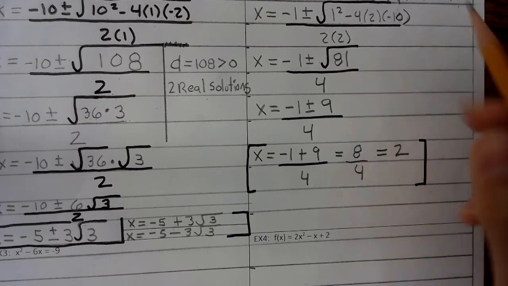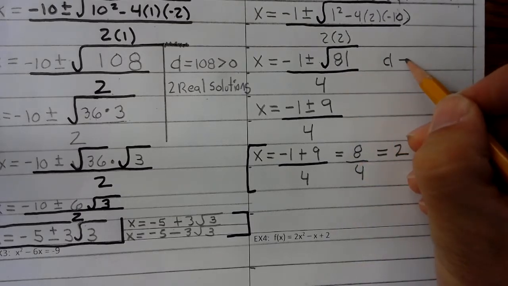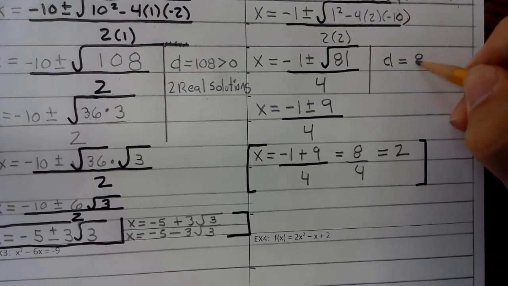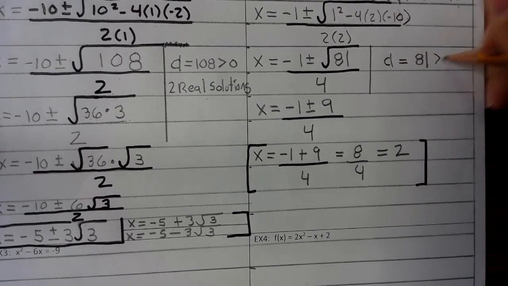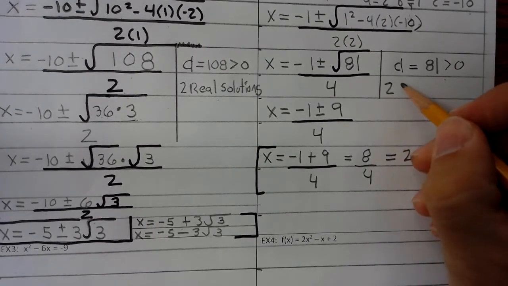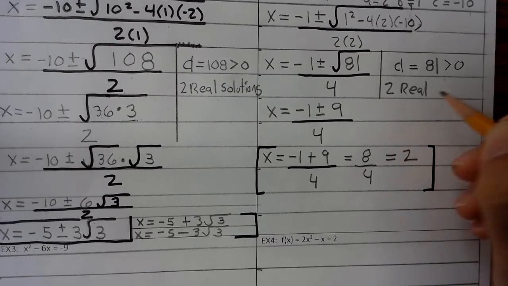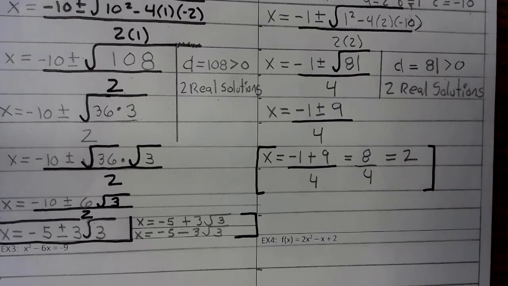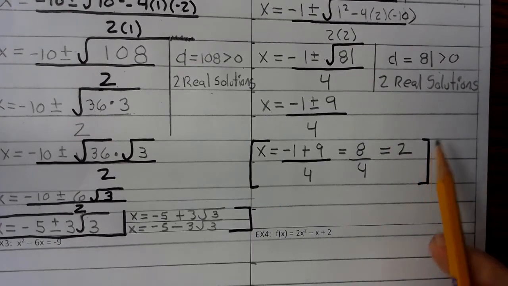Let's check with the discriminant. So the discriminant we know is equal to 81, which is greater than 0. We know if the discriminant is greater than 0, we have 2 real solutions. You always want to check with the discriminant to know how many solutions you should get. Okay. Now we know that we have 2 real solutions.